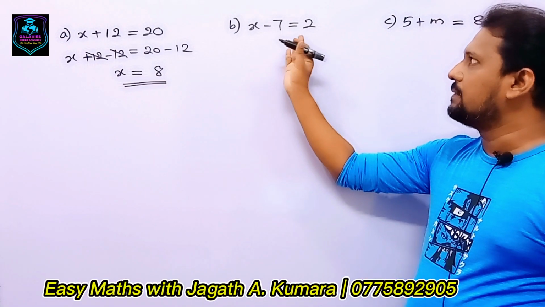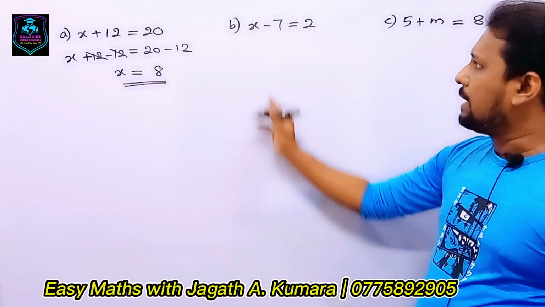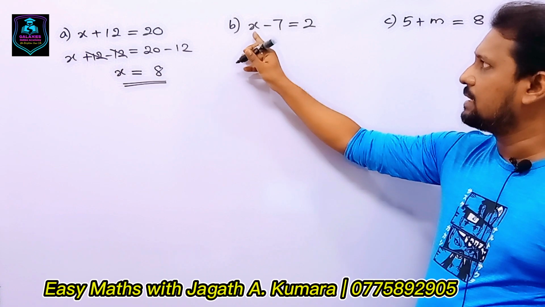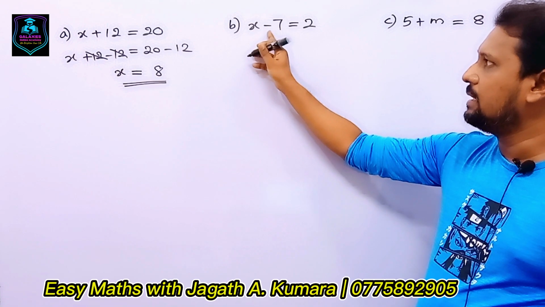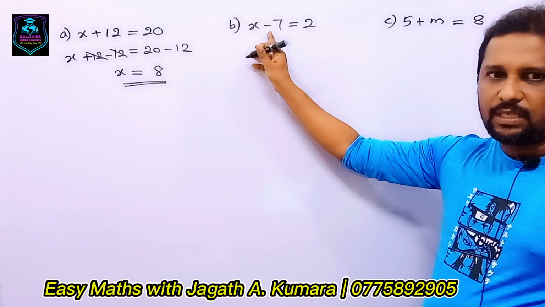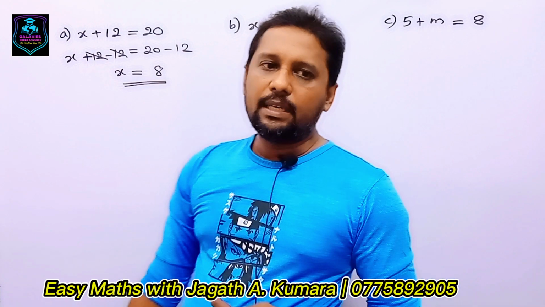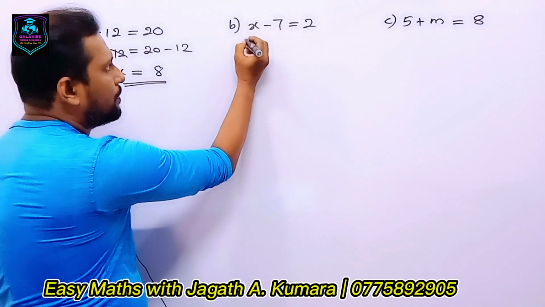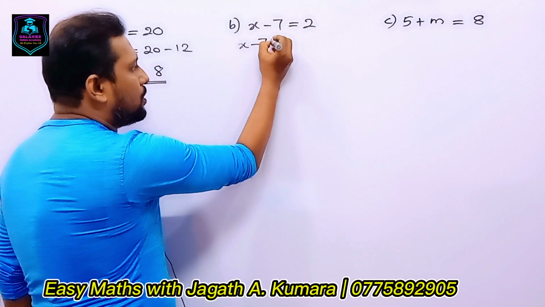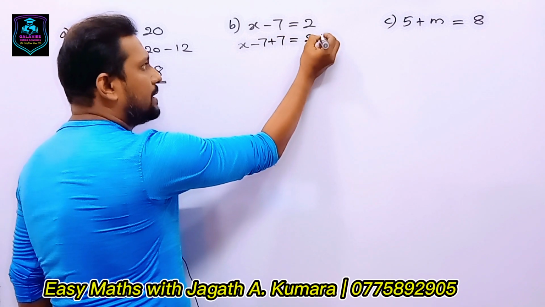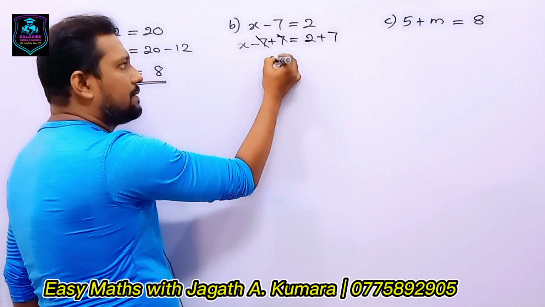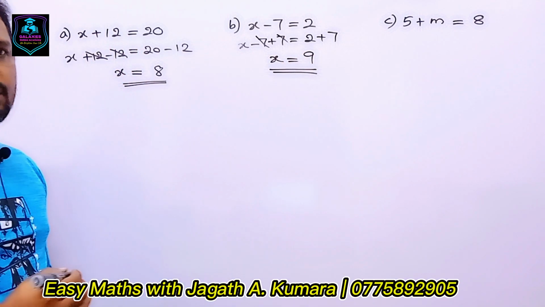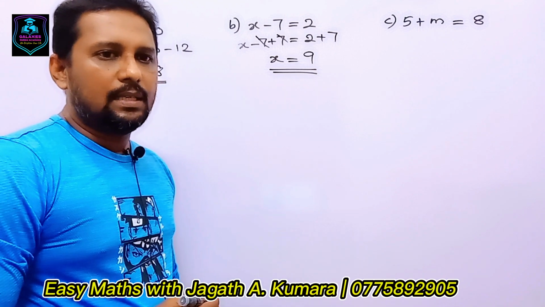X minus 7 equals 2. Right? To find x, you have to remove 7 from this side. 7 connects with x with subtraction. So to remove it, you have to do the opposite mathematical operation, right? What is the opposite mathematical operation? Plus 7. So on both sides you put plus 7. Then minus 7 plus 7 cancels. X equals 9. So the second equation solution is x equals 9.